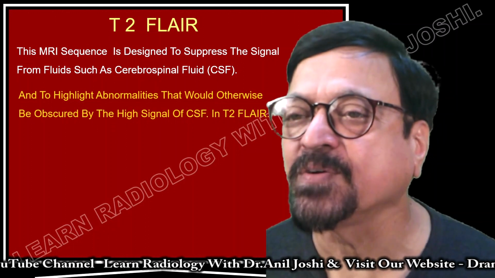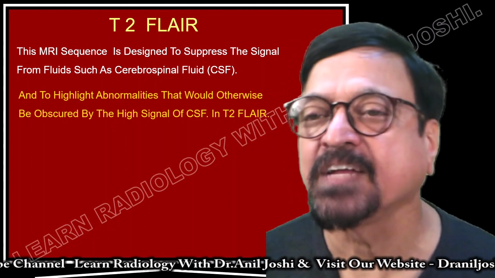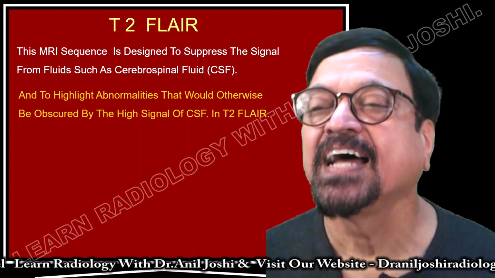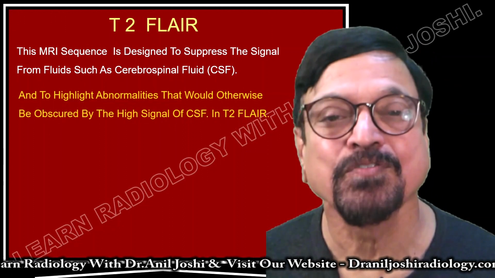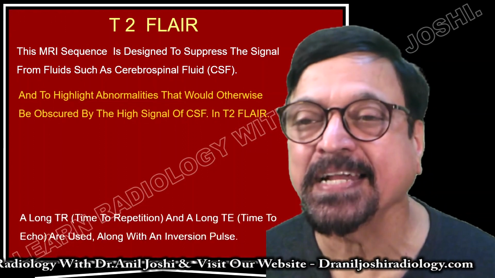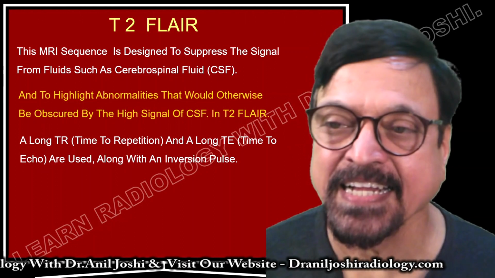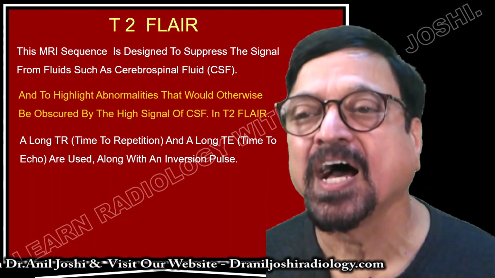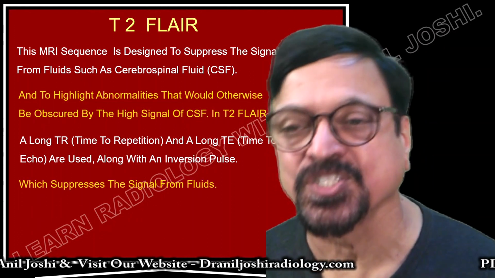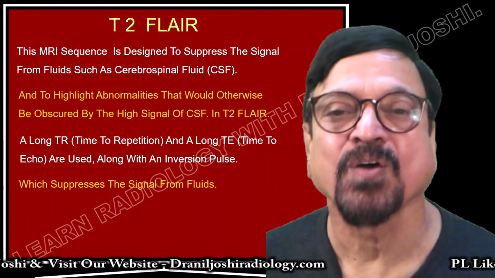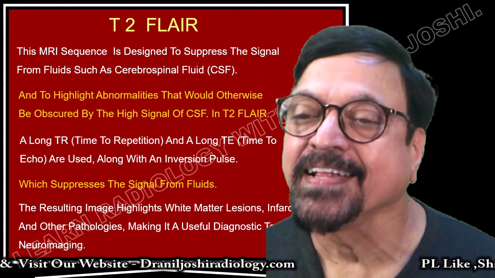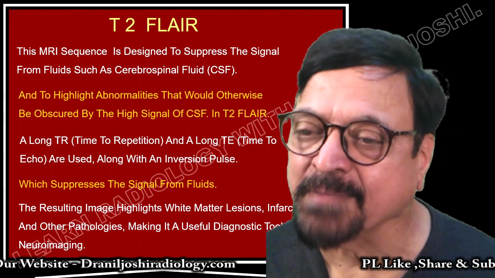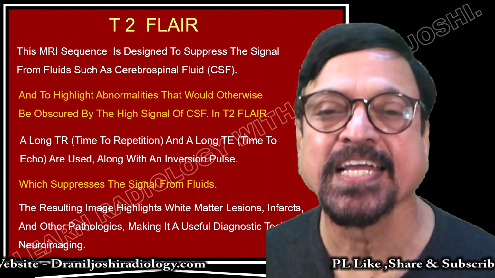cerebrospinal fluid and to highlight abnormalities that would otherwise be obscured by the high signals of CSF in T2 FLAIR. So the lesion will be seen better. A long TR, that is time of repetition, and a long TE, that is time to echo, are used along with the inversion pulse, which suppresses the signals from fluid. The resulting image highlights white matter lesions, infarcts and other pathologies, making it a useful diagnostic tool in neuroimaging.